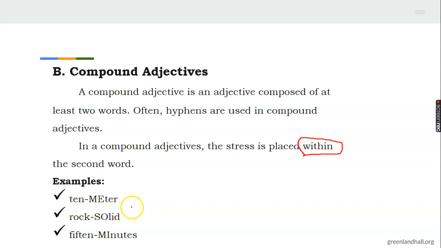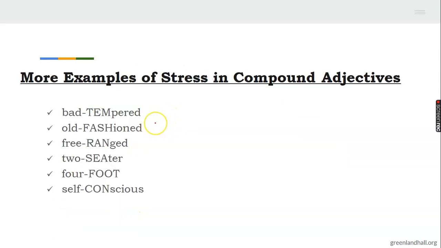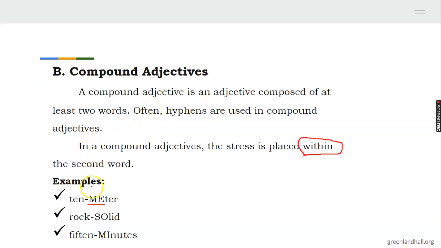Look at the example. 10-meter. When we say a 10-meter race, the 10-meter there is a compound adjective. And we have our stress on me, the first syllable under meter. Now remember we said hyphens are often used in compound adjectives. That's why you see this hyphen there. You see it here and you see it here. Look at this example again.